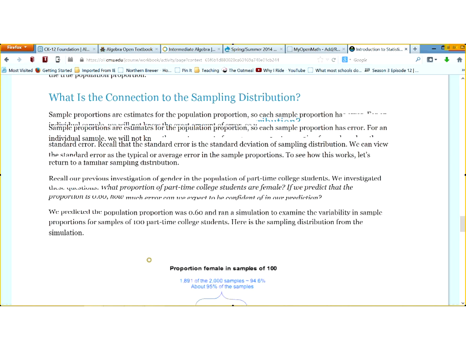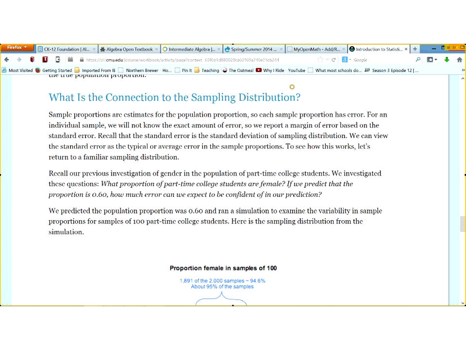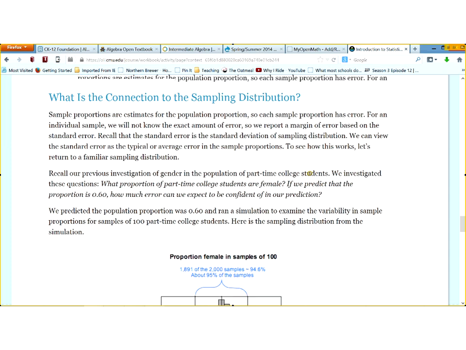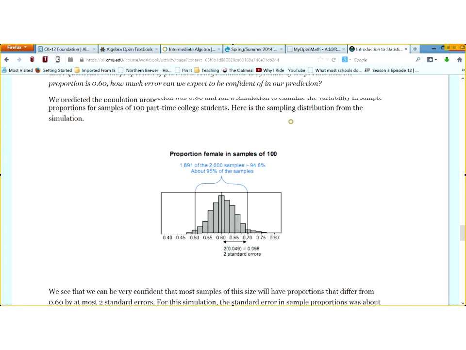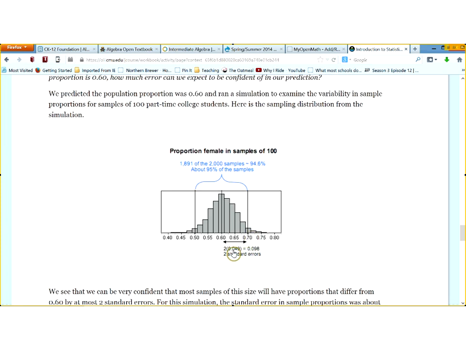So what's the connection to the sampling distribution? Basically what we're doing is we're using that bell shape in order to get that margin of error. We're not going to go into much detail just yet. But here's our example for our female college students. The standard error was 0.049, and in order to get to 95%, we'd have to go 2 standard errors in either direction. That's from the empirical rule, with 68%, 95%, 99.7%.